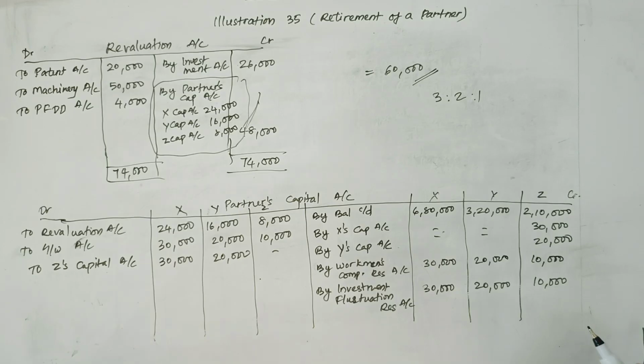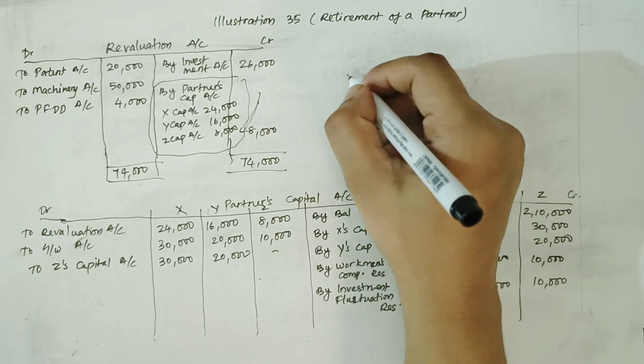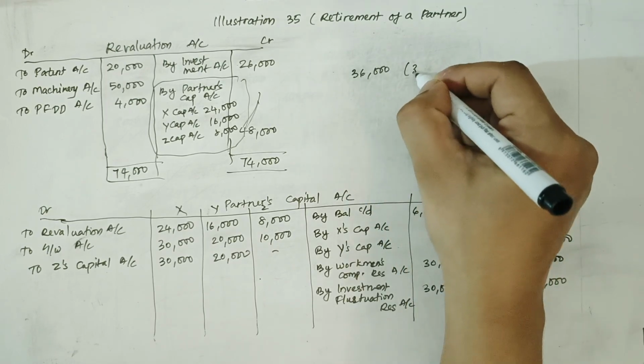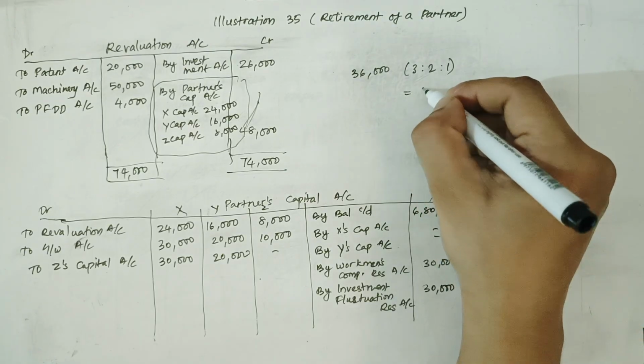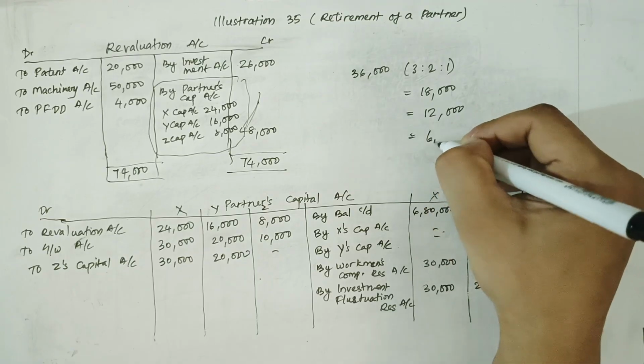And what is there to distribute is on the asset side. Sorry. So on the asset side, there is advertisement suspense, which is deferred revenue expenditure. It also has to be distributed to all partners in the ratio of 3 is to 2 is to 1. Advertisement suspense, the value is 36,000. It will be distributed among the partners in the ratio of 3 is to 2 is to 1, which is 18,000, 12,000 and 6,000.